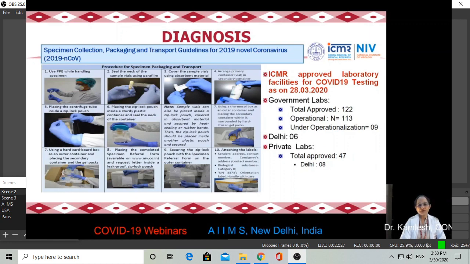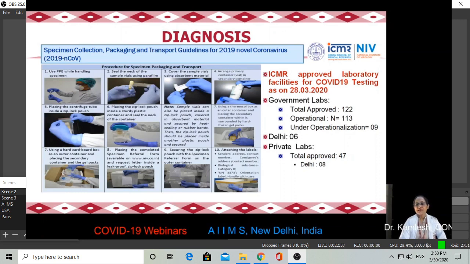Use a thermocol box as an outer container, placing the secondary container within it, surrounded by hard frozen gel packs. Use a hard cardboard box as an outer container, placing the secondary container and the gel packs. Place the completed specimen referral form, which is nowadays available online and generally the patients would have filled in already, in a Ziploc pouch, securing it on the outer container.